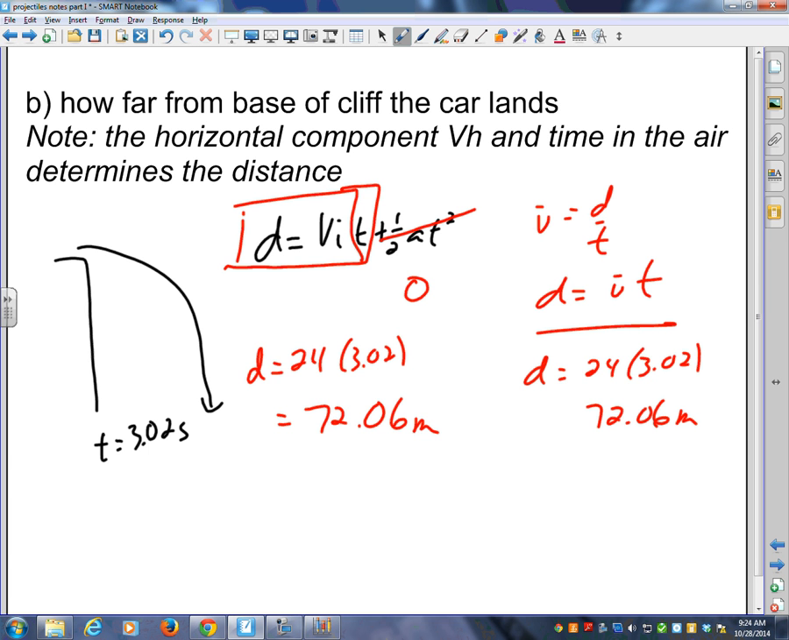Does that make sense that we could use this? I don't know if it helps or not. Maybe it does, to nail down the fact that there's no horizontal acceleration. Or you can just say, well, yeah, it's a constant velocity, it's a constant 24, I'm just going to use this. This formula is really an extension of this one.